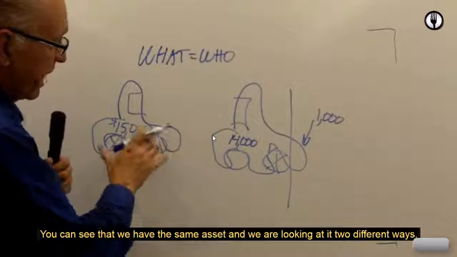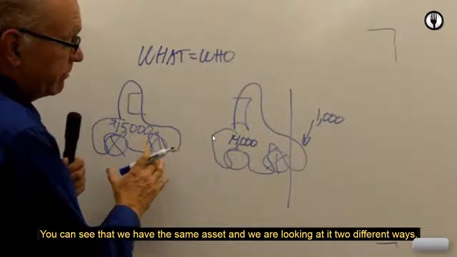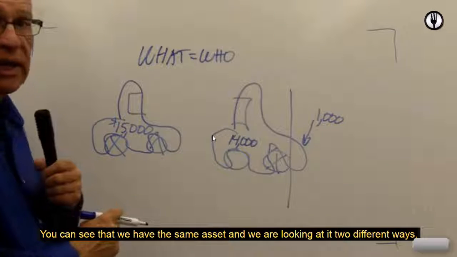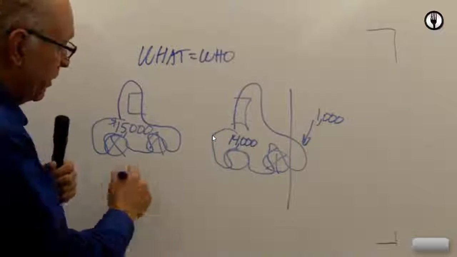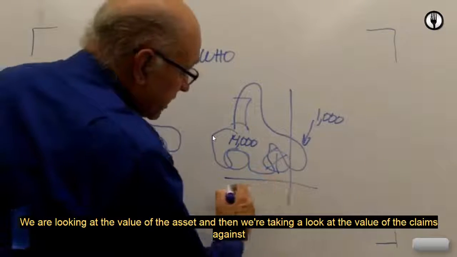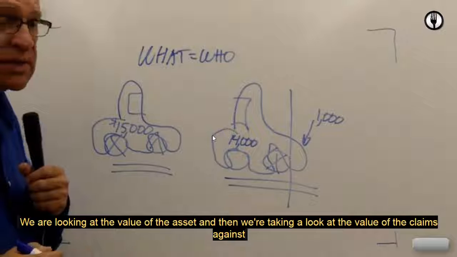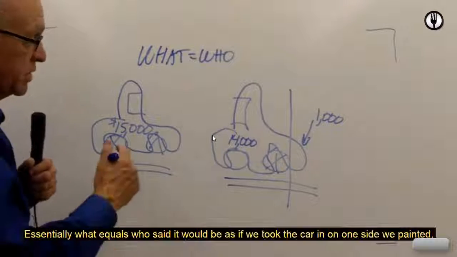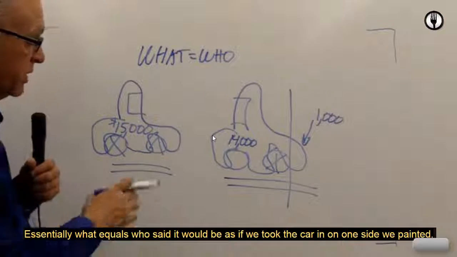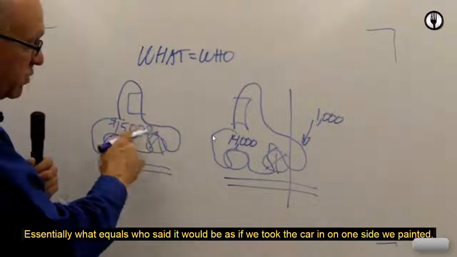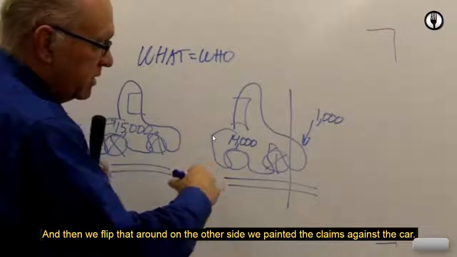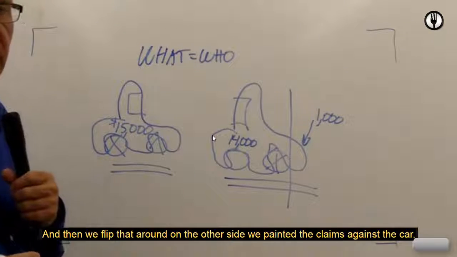You can see that we have the same asset, and we are looking at it two different ways. We are looking at the value of the asset, and then we're taking a look at the value of the claims against that asset. Essentially, what equals who. And it would be as if we took the car, and on one side we painted the value of the car, and then we flipped it around. On the other side we painted the claims against the car.